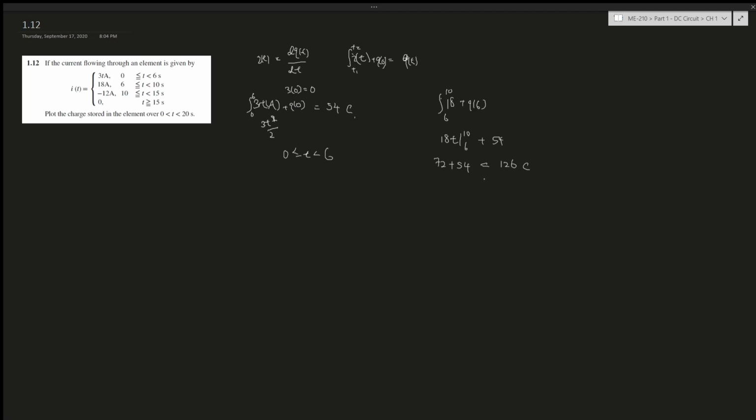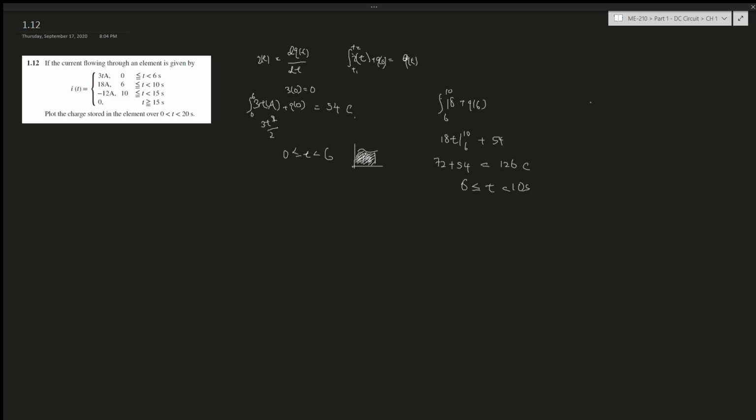Which also makes sense because we're trying to find the charge stored. We're not just finding section 2 or just section 1. If we're finding section 1, we're finding section 1, but if we're finding section 2, we have to add the whole thing. We're finding the entire thing. And we can't just start from 0, because it's a different equation from 0 to 6. This equation only exists for t greater than or equal to 6 and smaller than 10 seconds.